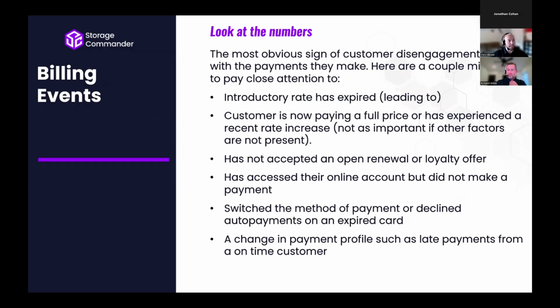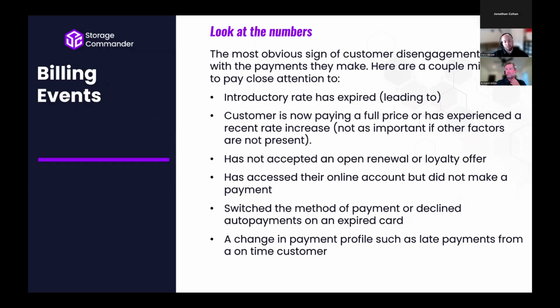Next is going to be your billing events. It's important to look at the numbers. The most obvious sign of a customer disengaging from you comes with the payments they make or perhaps the payments they don't make. And so here are a few points that are important to keep in mind.